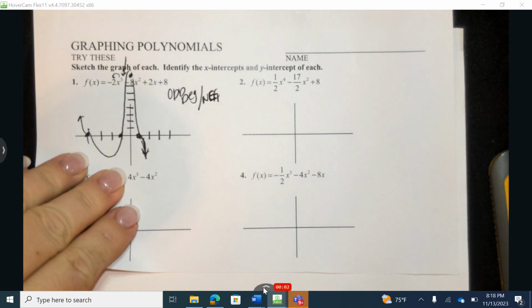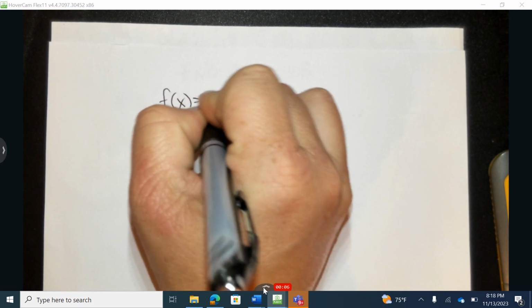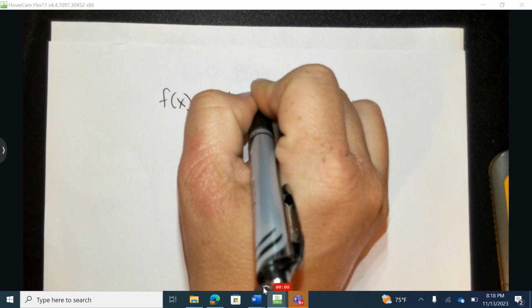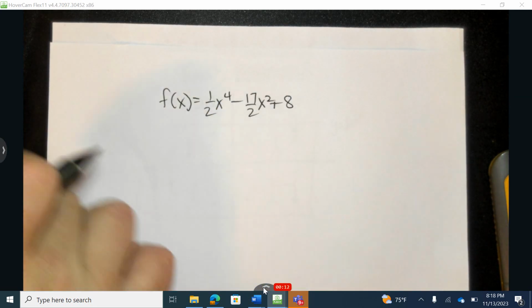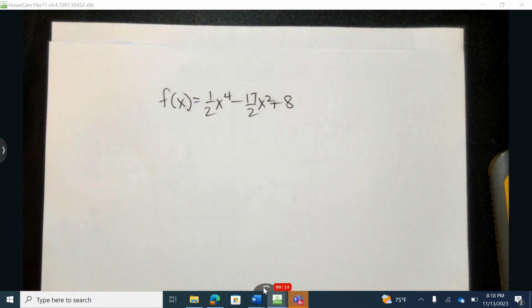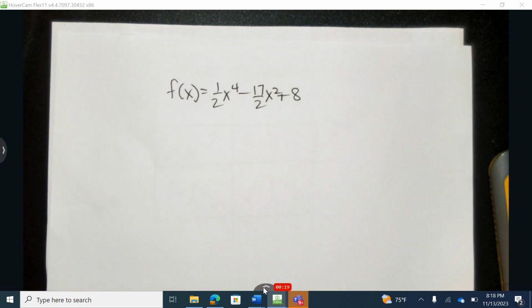Let's begin by looking at number 2. I'm going to write it down. I recognize there literally is not enough room for you to show all of your work. So we are completing this without the use of a graphing calculator. The same will happen on your test.